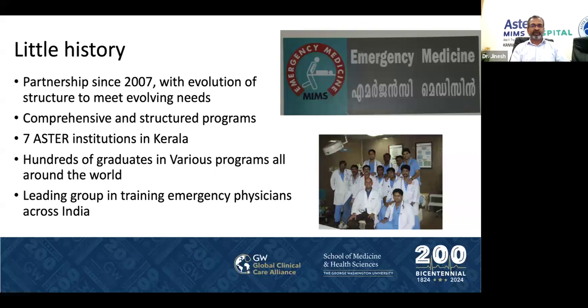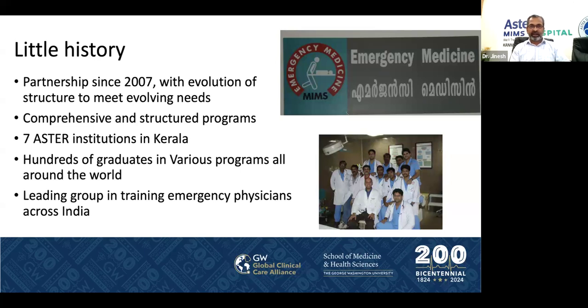So the partnership, actually, the most wonderful partnership between institutions in India and the George Washington University started in 2007 with the partners being Indian Institute of Emergency Medicine, Malabar Institute of Medical Sciences, now known as Aster MIMS. There are other institutions like Care Institute of Medical Sciences, Max Healthcare, etc. And this partnership started off with a 2-year postgraduate program, which is known as FEM, back in 2007. And later it was converted into a 3-year program starting from 2009 onwards. And I remember myself joining in 2012 for the program in Calicut.